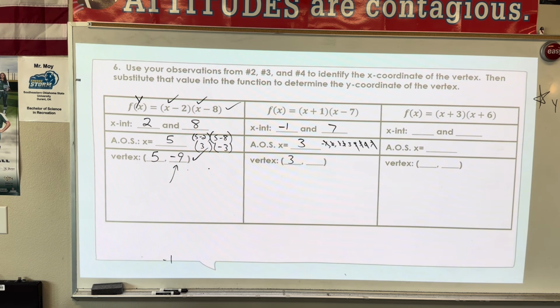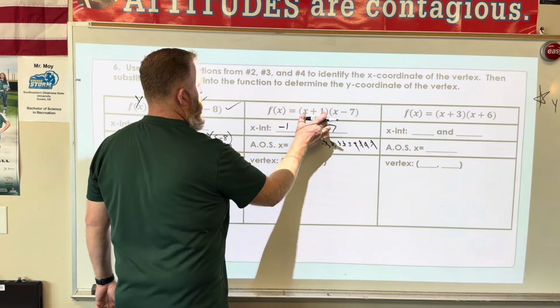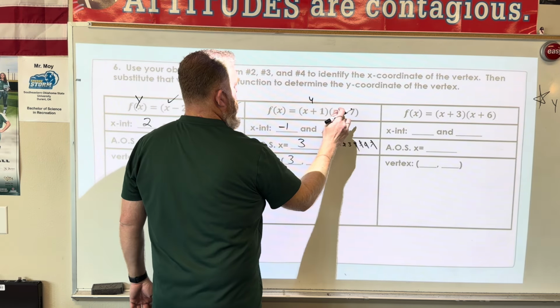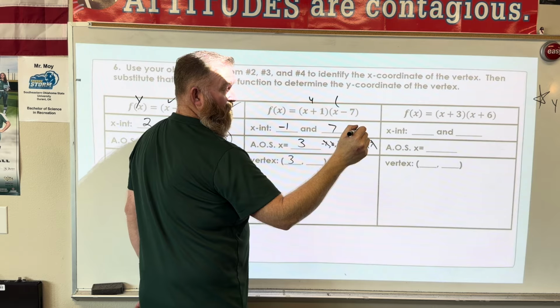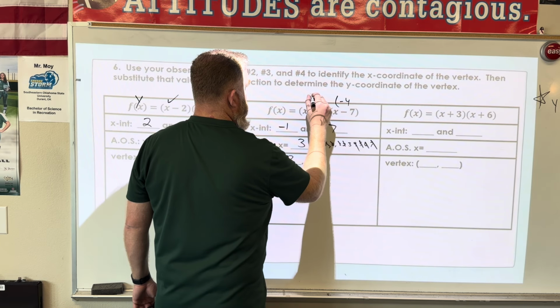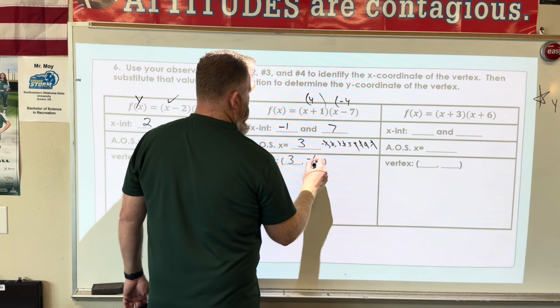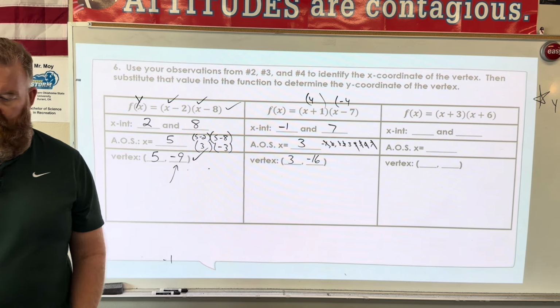And you're like, okay, this is actually kind of simple. It looks worse than it really is. It looks a whole lot worse than it really is, guys. What is 3 plus 1? 4. What is 3 minus 7? -4. What's 4 times -4? -16. There's my vertex.